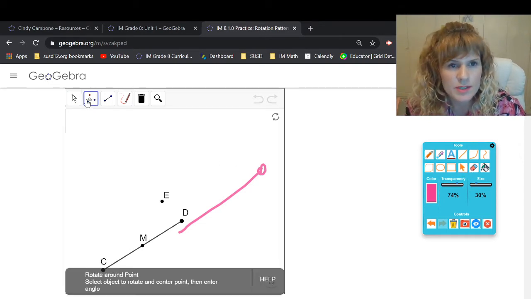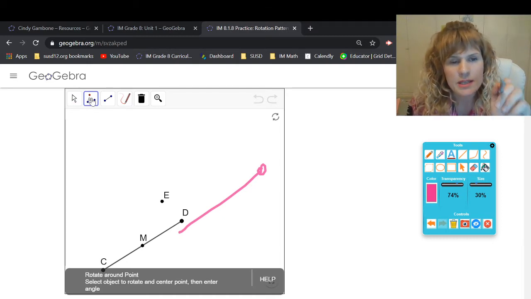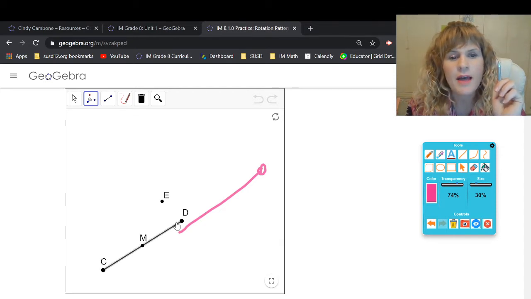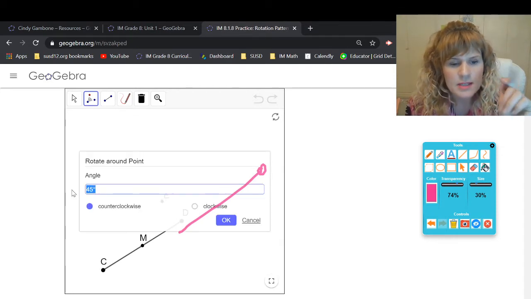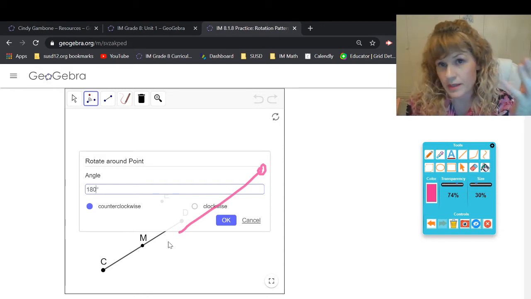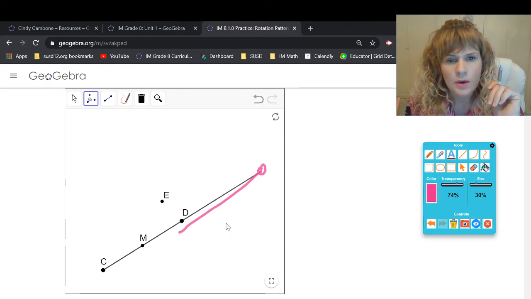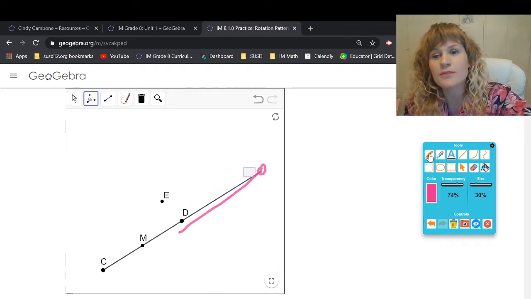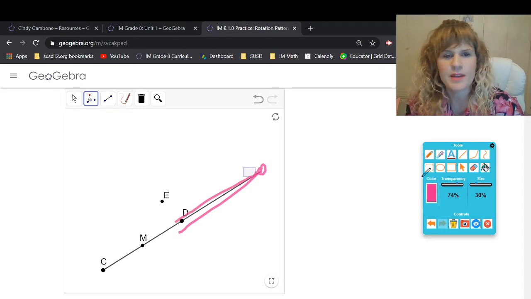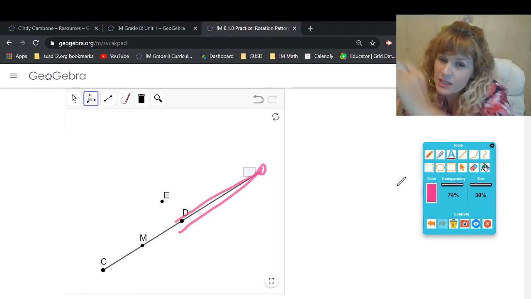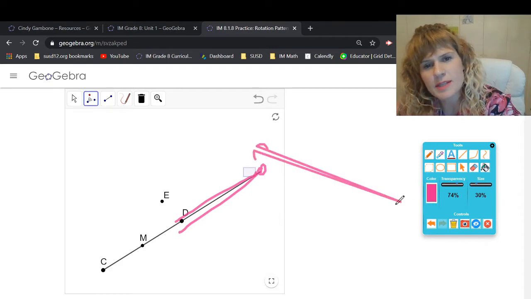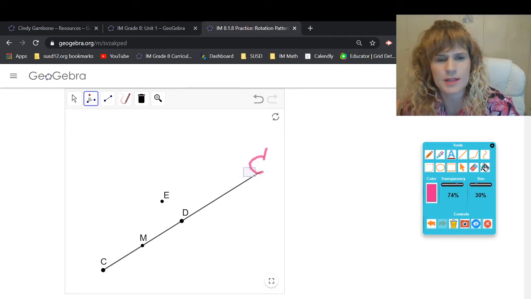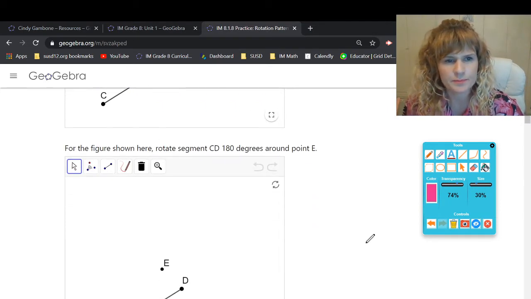Okay, let me try it using GeoGebra tools. Click the tool, rotate around point. Click the line segment and then click the point. Type in the angle you want, 180 degrees. Hit OK. Bing! There it is. It is in line with the original figure. It's as if the line is continuing. I want to label C prime would be over here. Oops. C prime right there. Let's go to the next problem.